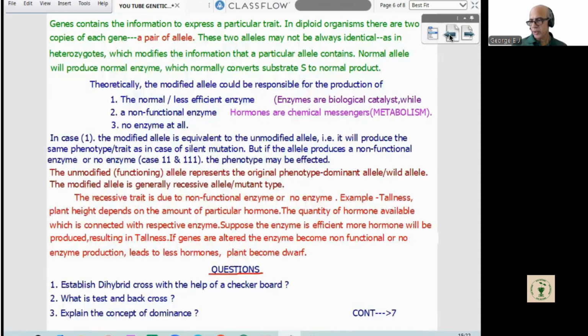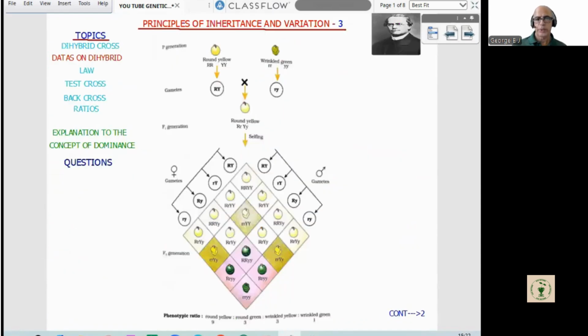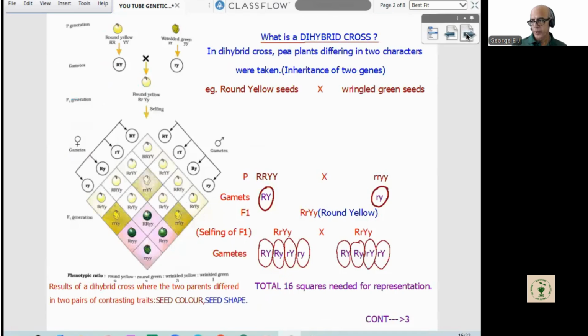So what all things we learned in this episode, we can just rewind. We started from dihybrid cross, then the data, law, test cross, back cross, ratio, explanation of the concept of dominance. On the first page, we can find the symbol representation of the NCERT diagram. Now, the second page will be in an expanded manner. What are the characters? What all will be crossed? And how many types of gametes will be produced from F1? And total representation in a typical checkerboard.